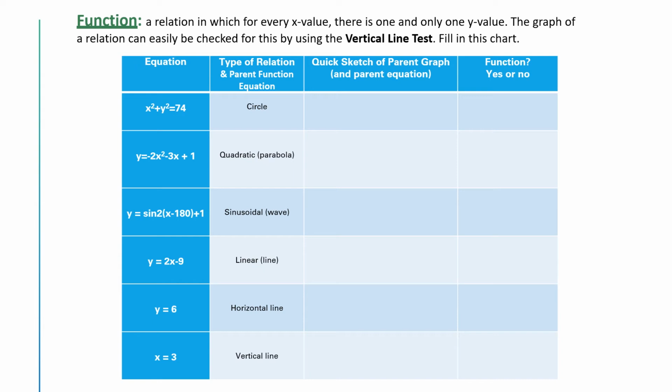Next slide. Function, this was your definition from last year. A function is a relation which for every x value there is one and only one y value, just one. So we can easily check it with a vertical line test. So we're going to fill in this chart. I have half the chart on this slide and half the chart on another slide. The first equation we have is of a circle, and the type of relation, I already typed it in there, it's called a circle, but we are also going to put in the parent function equation.